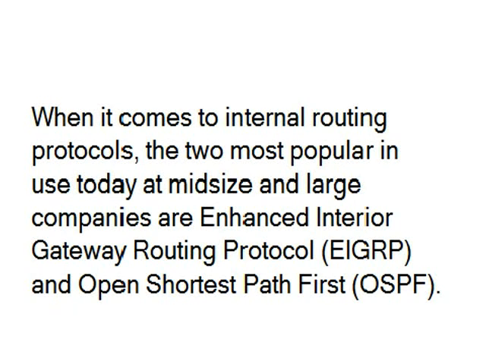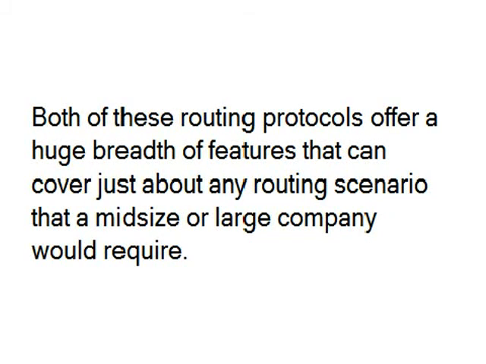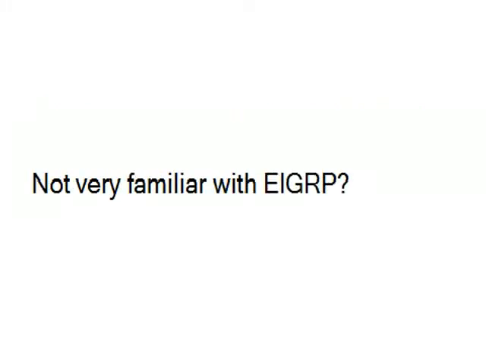When it comes to internal routing protocols, the two most popular in use today at midsize and large companies are Enhanced Interior Gateway Routing Protocol, EIGRP, and Open Shortest Path First, OSPF. Both of these routing protocols offer a huge breadth of features that can cover just about any routing scenario that a midsize or large company would require. Not very familiar with EIGRP?